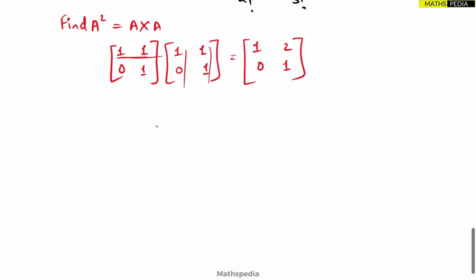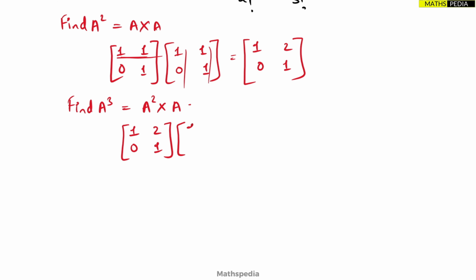After getting A square, we need to find A cube. For A cube, the basic idea is A into A into A. We already have A square, so you just take A square and multiply with A. So 1 2 0 1 multiplied with A, which is 1 1 0 1. When you multiply, first row, first column, first row, second column, then second row, first column, second row, second column. Multiply and add, and you'll be getting 1 3 0 1. So that is also done.